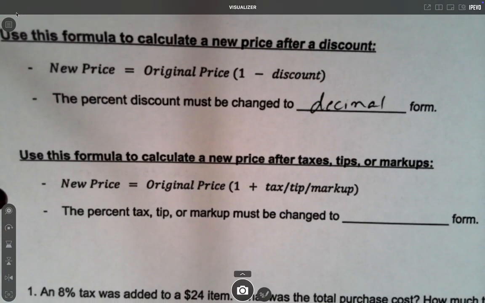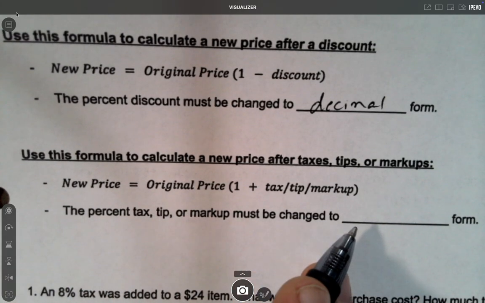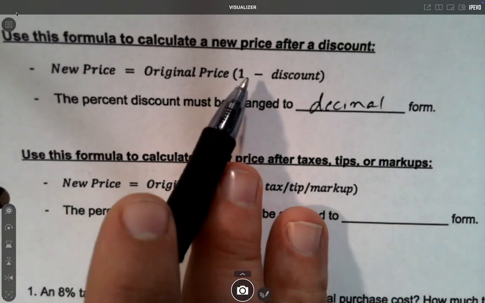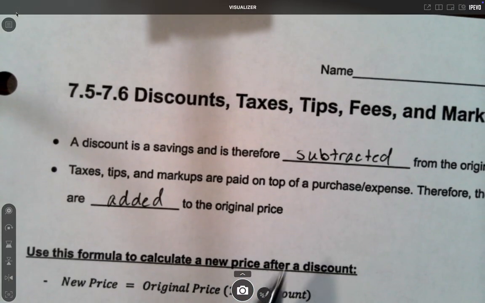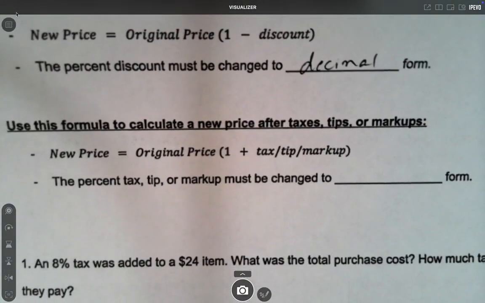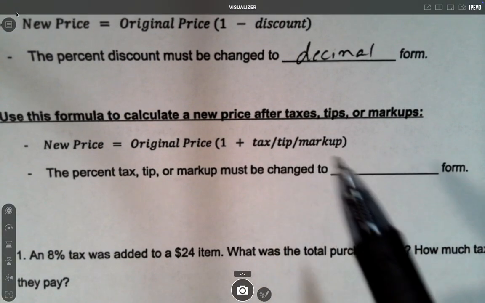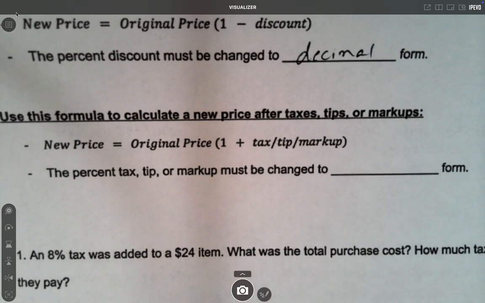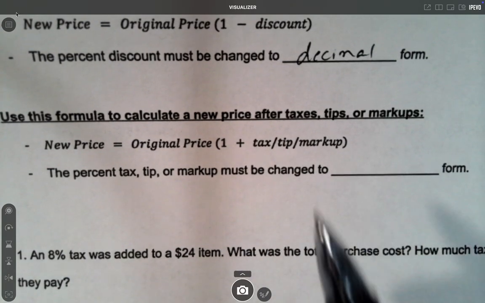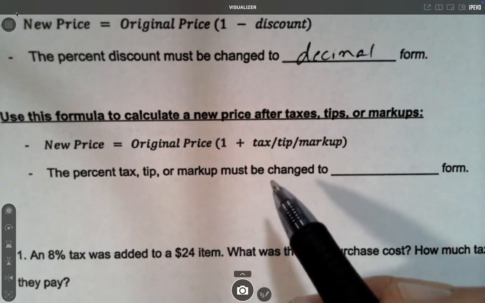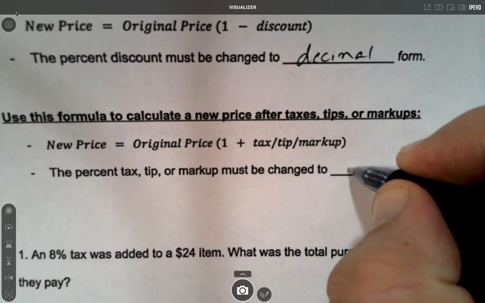Now, to figure out the price for a tax, a tip, a fee, or a markup, you do the exact same equation, except instead of subtracting, since it's a discount, all these are adding on, so we have to add the percent of the tax or the tip or the markup. And just like the discount, we'll have to change these things into their decimal form.